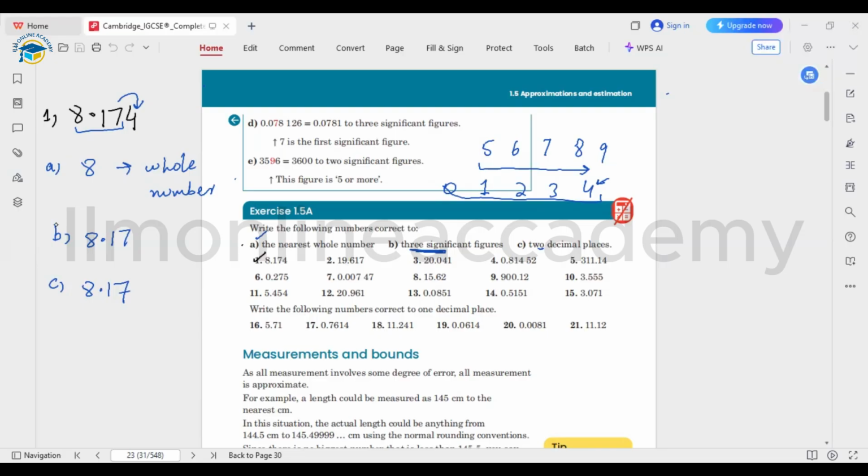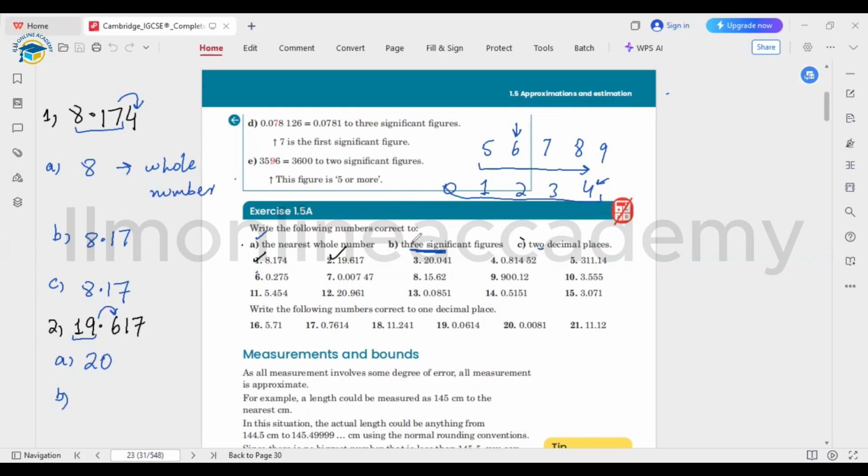So let's move on to the second part, and the second part is basically 19.617. So for this, we need to first round this number off to the nearest whole number. So the whole number is 19 before the decimal point. But after this decimal point, the next number is 6. So if you have 6, you need to add one to the previous number. So that will be 20. Okay, this will be the nearest whole number for 19.6.